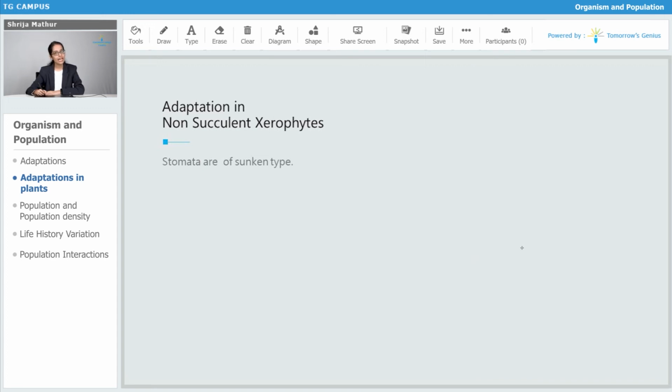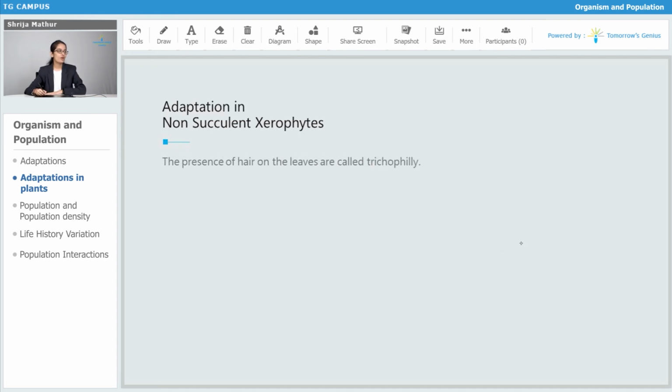Stomata are of the sunken type. Sunken stomata is a property of xerophytes where the stomata lie deep down in the layer, not on the top epidermal layer, so that the loss of water can be prevented. A cavity is present outside the stomata, called the hypostomatal cavity, and these stomata are surrounded by hairs. Such stomata prevent water loss. Deep down, above it there is a hypostomatal cavity and hairs all around so that water loss can be prevented.